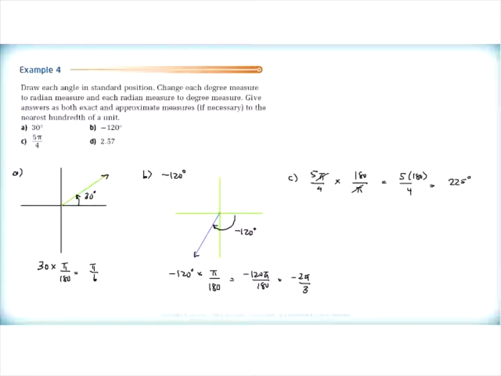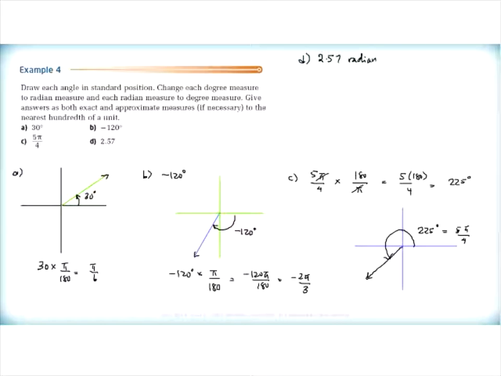So I'm trying to draw an angle in standard position of positive 225 degrees. Positive 225 looks like this, rotating in the positive direction. 225 is approximately here, which of course is 5 pi over 4. And finally D, 2.57 radians.